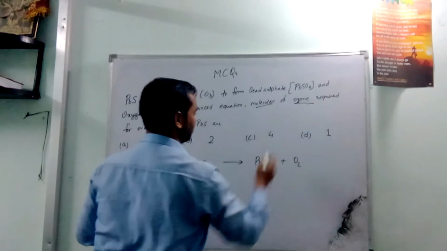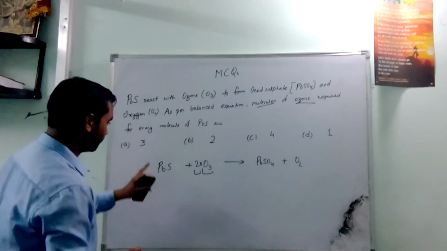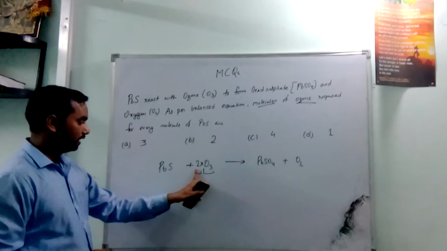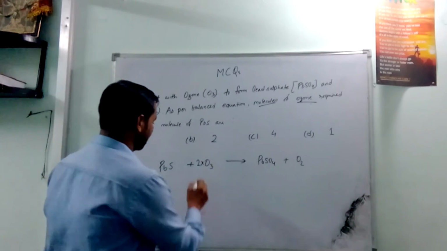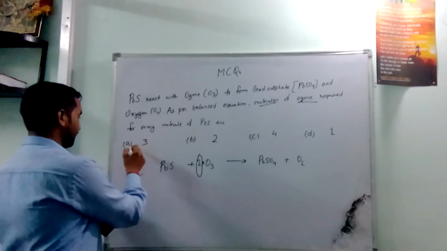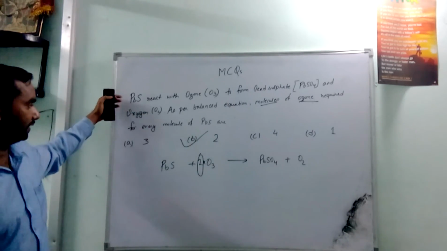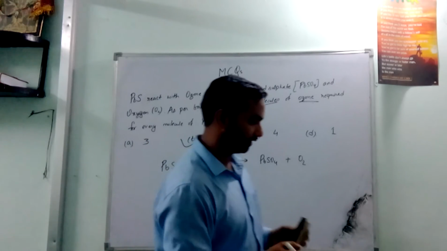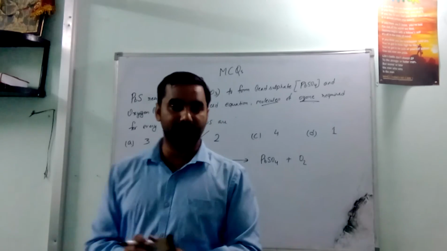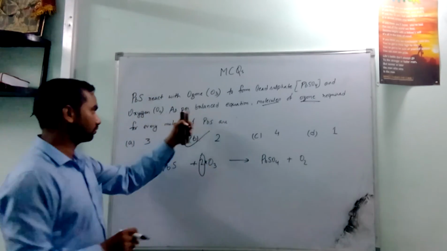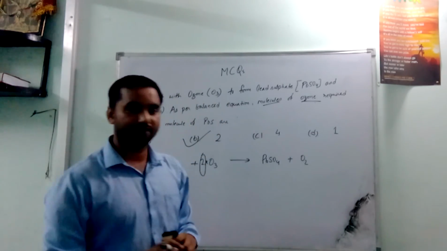So how many ozone molecules do we require for every molecule of PbS? Here one molecule of PbS is required to react with 2 molecules of ozone to form lead sulfate. So the answer is 2, and this is the answer. When PbS, lead sulfide, reacts with ozone, it forms lead sulfate with oxygen, and to balance the equation, every lead sulfide needs to react with 2 molecules of ozone gas.